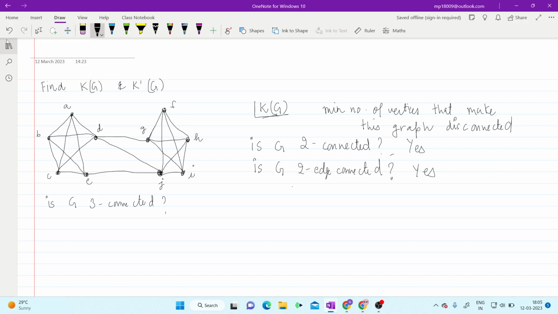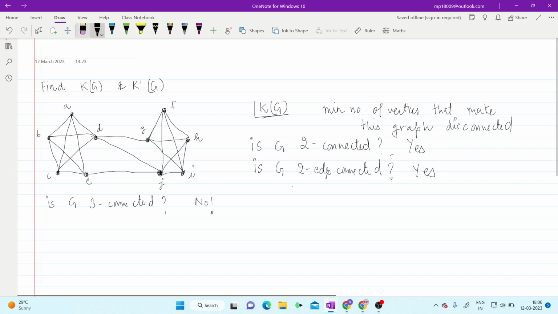So basically you are saying that removing no pair of vertices makes this graph disconnected. So I'm telling you that this graph is not 3 connected. Now can you give me two vertices which make this graph disconnected? D and J, ma'am.